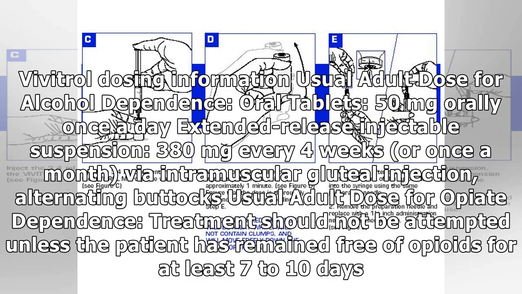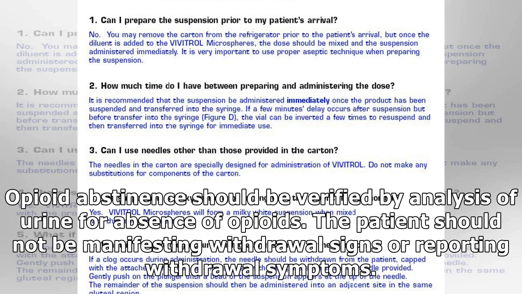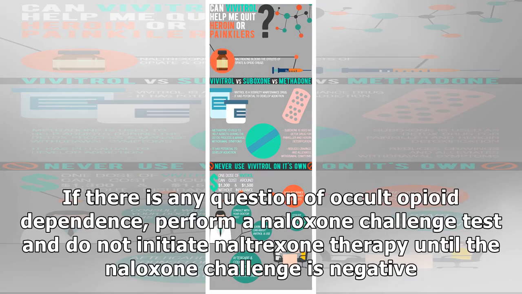Usual adult dose for opiate dependence. Treatment should not be attempted unless the patient has remained free of opioids for at least 7 to 10 days. Opioid abstinence should be verified by analysis of urine for absence of opioids. The patient should not be manifesting withdrawal signs or reporting withdrawal symptoms. If there is any question of occult opioid dependence, perform a naloxone challenge test and do not initiate naltrexone therapy until the naloxone challenge is negative.